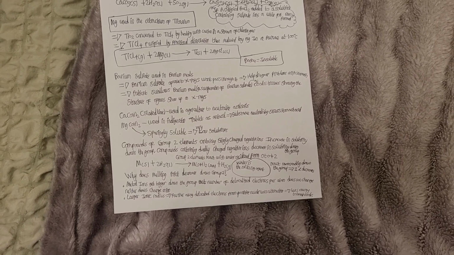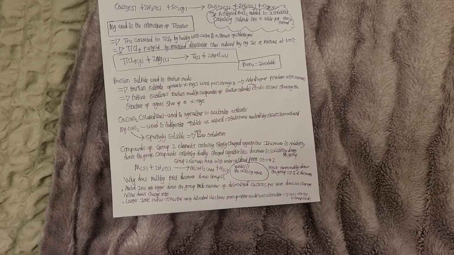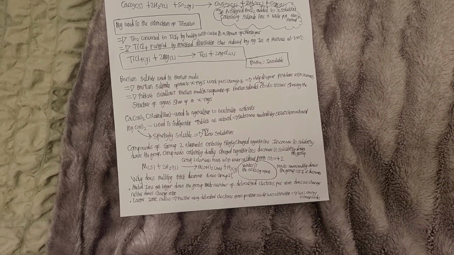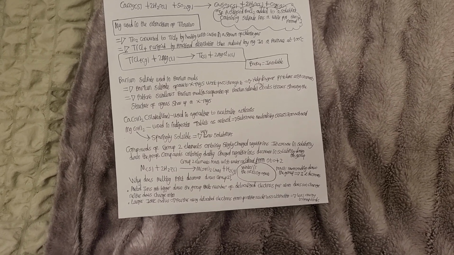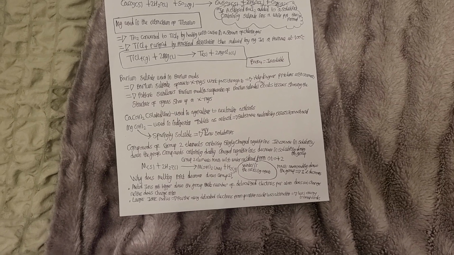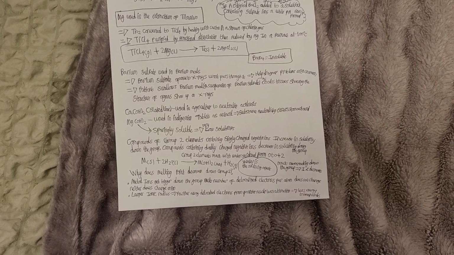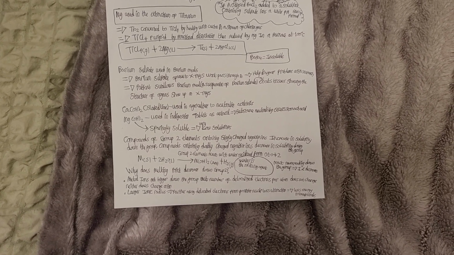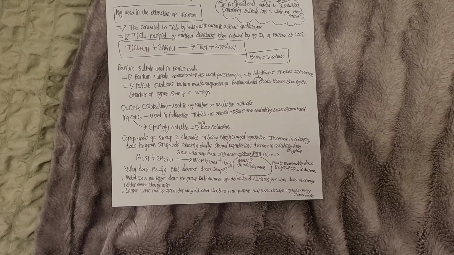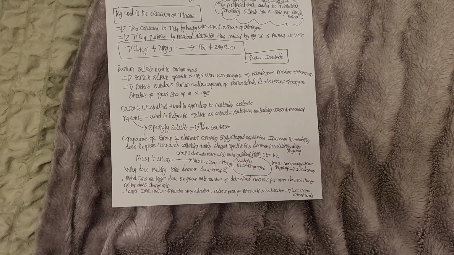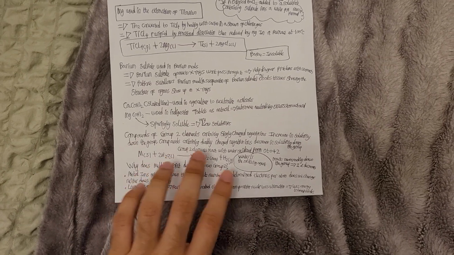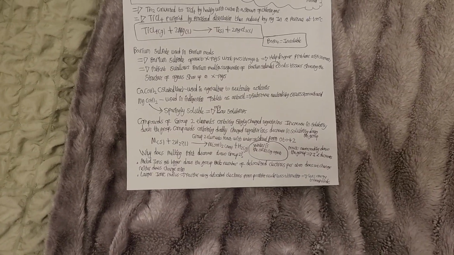Compounds of group 2 elements containing singly charged negative ions increase in solubility down the group, whereas compounds containing doubly charged negative ions decrease in solubility down the group. M solid plus 2H2O liquid form M(OH)2 aqueous plus H2 gas, and this is what happens when group 2 elements react with water, oxidation state from 0 to plus 2.